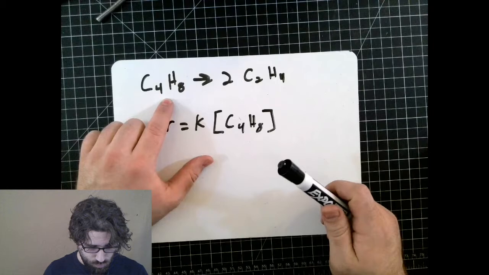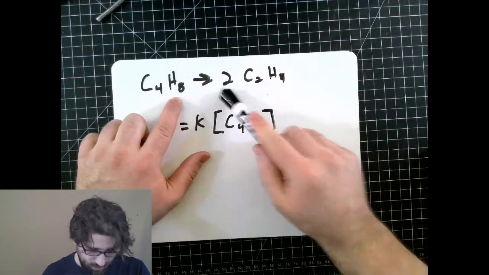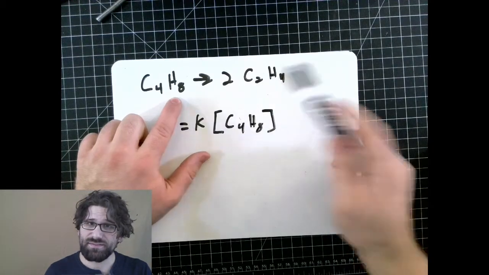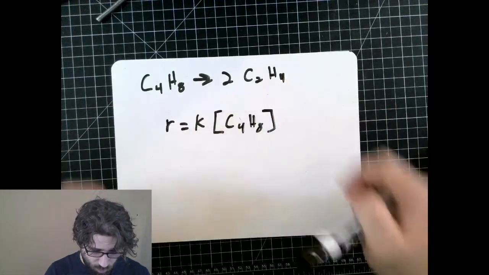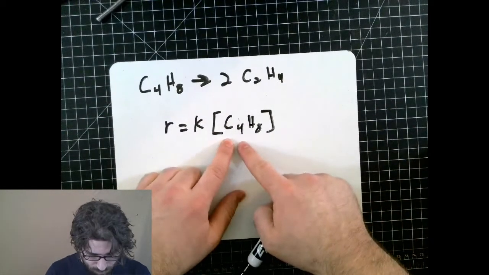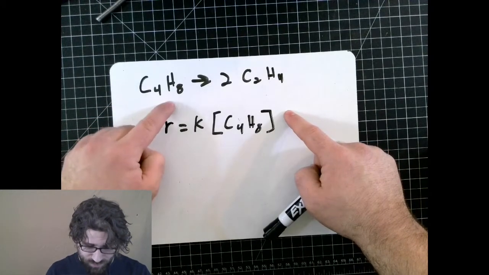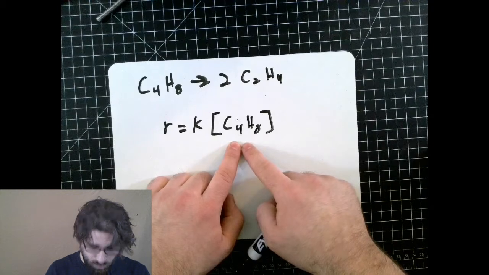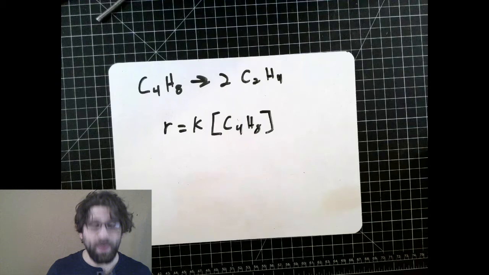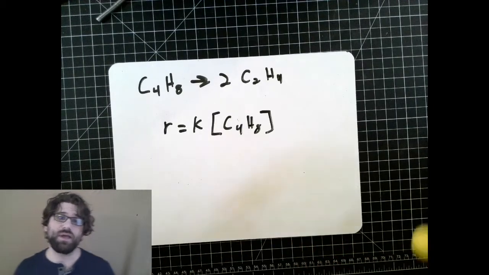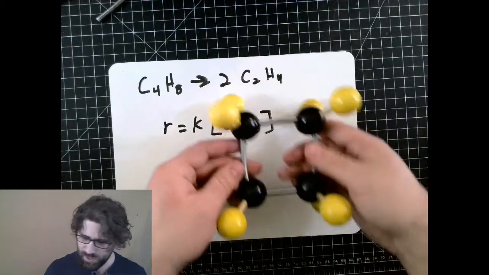In this reaction, we have cyclobutane, which is C4H8, dissociating into two ethenes. This reaction is another example of an elementary reaction. This happens all at once, all together in one step. So our rate law reflects our stoichiometry. So we have one C4H8 reacting, and our rate law is first order with respect to C4H8. So that makes sense. If we look at the mechanism behind this, we can really understand why this is first order, why this is an elementary reaction.